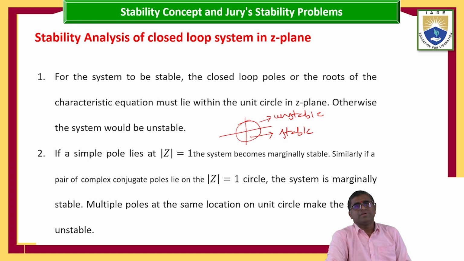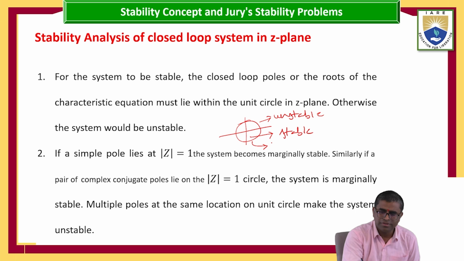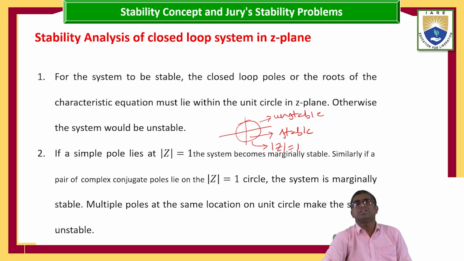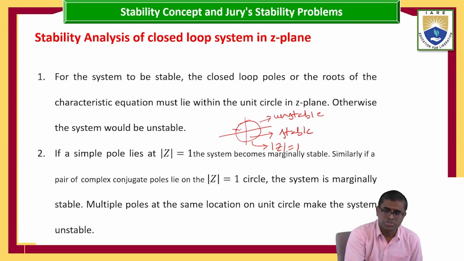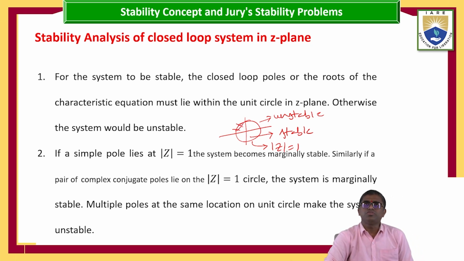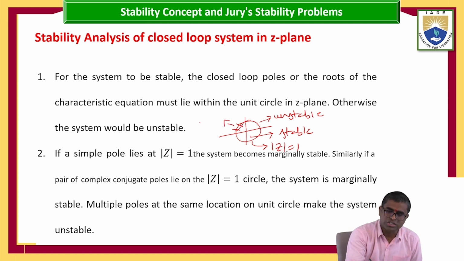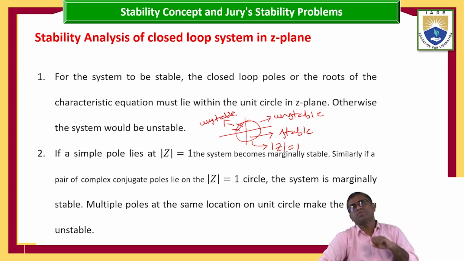That is the first point. Coming to the second one, when a simple pole lies on the unit circle, that is magnitude of z equal to 1, it is called marginally stable. One more thing: if multiple poles are at the same location on the unit circle, that is repeated poles on the unit circle, then it is called an unstable condition. So this is the concept of stability in discrete time analysis in the z plane.